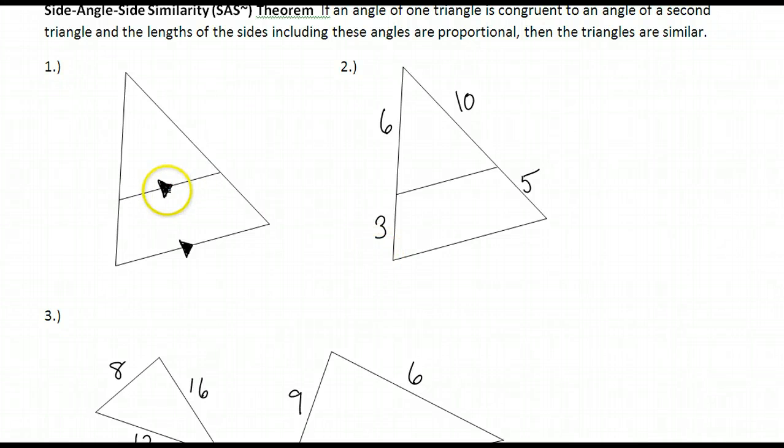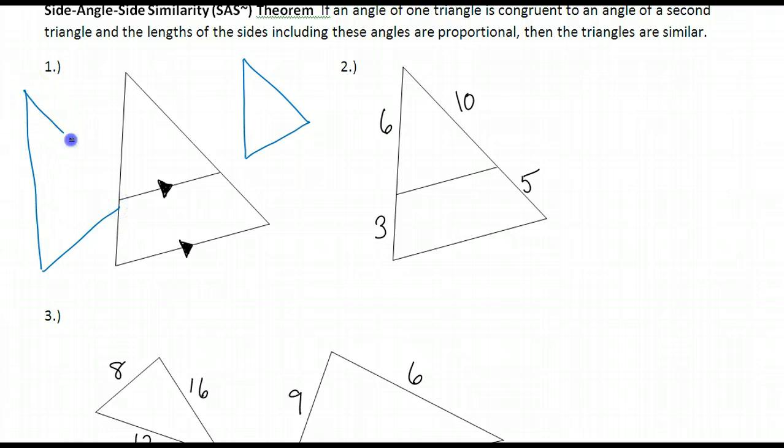Example number 1. We have parallel lines, and we have a transversal that cuts those parallel lines. So we really have two triangles in this picture. This smaller triangle and this bigger triangle. Now if we look, this triangle and this bigger triangle both share this angle. So we have a pair of congruent angles because these two angles are the same angle.